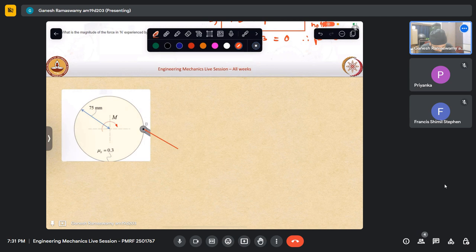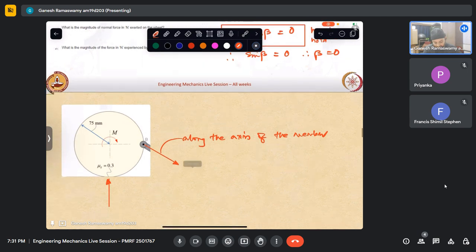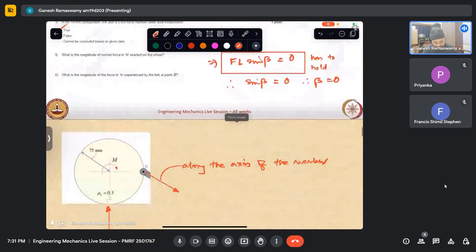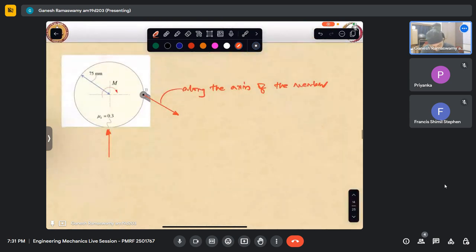This is along the axis of the member. And then here I have a force like this. Since the moment is applied this way, the nature of motion is towards the right. So the force will have to get mobilized. Friction force will get mobilized in this direction in order to stop this. So that is how we go about solving this.